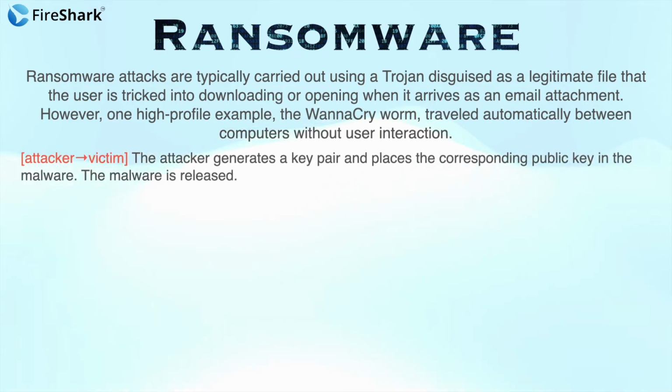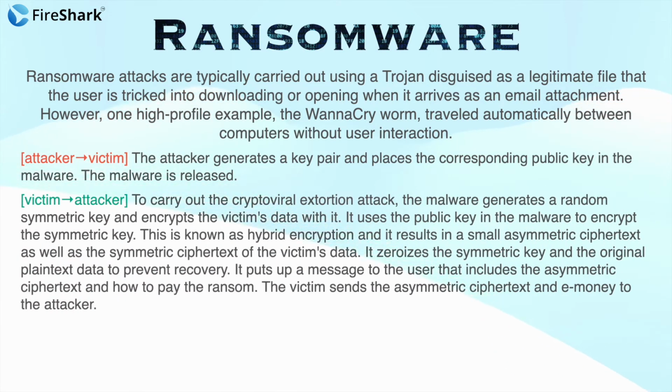Now, how does this play out? The attacker generates a key pair and places the corresponding public key in the malware. The malware is then released and installed in the system. To carry out the cryptoviral extortion attack, the malware generates a random symmetric key and encrypts the victim's data with it. It uses the public key in the malware to encrypt the symmetric key. This is known as hybrid encryption, and it results in a small asymmetric ciphertext as well as a symmetric ciphertext of the victim's data. It zeroizes the symmetric key and the original plaintext data to prevent recovery.